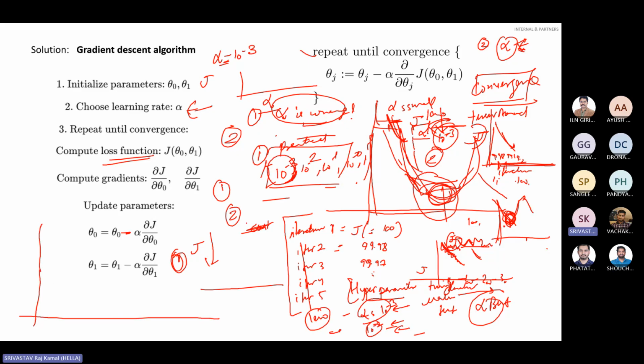And the final answer, how you decided the same thing. You have reached some local minima. You have reached the convergence. So what happened in general? Again, it will come later.